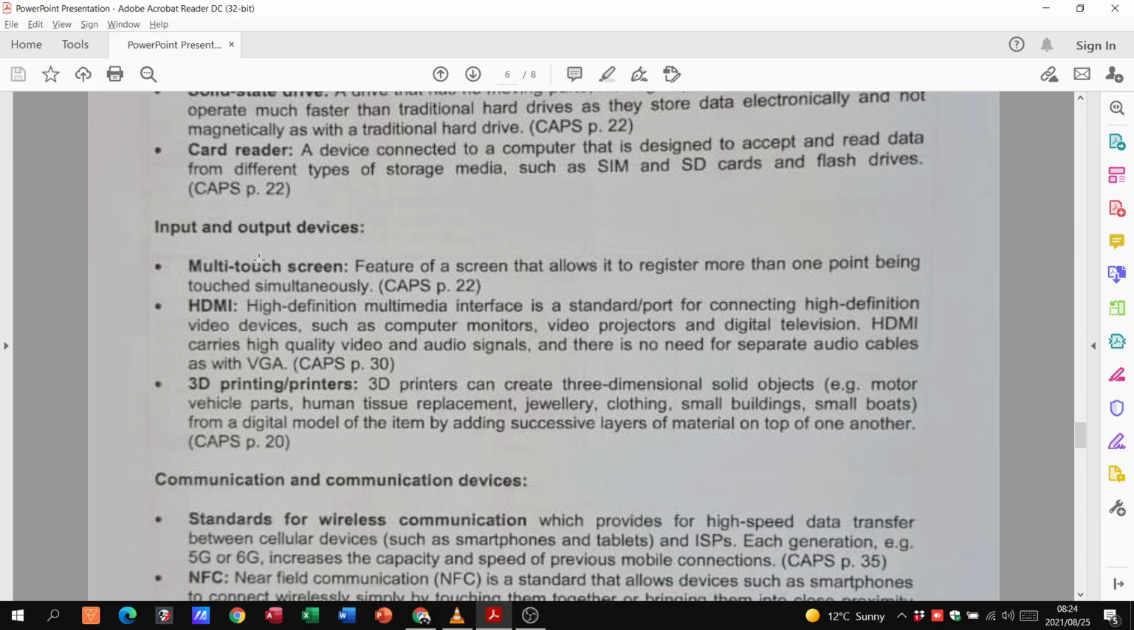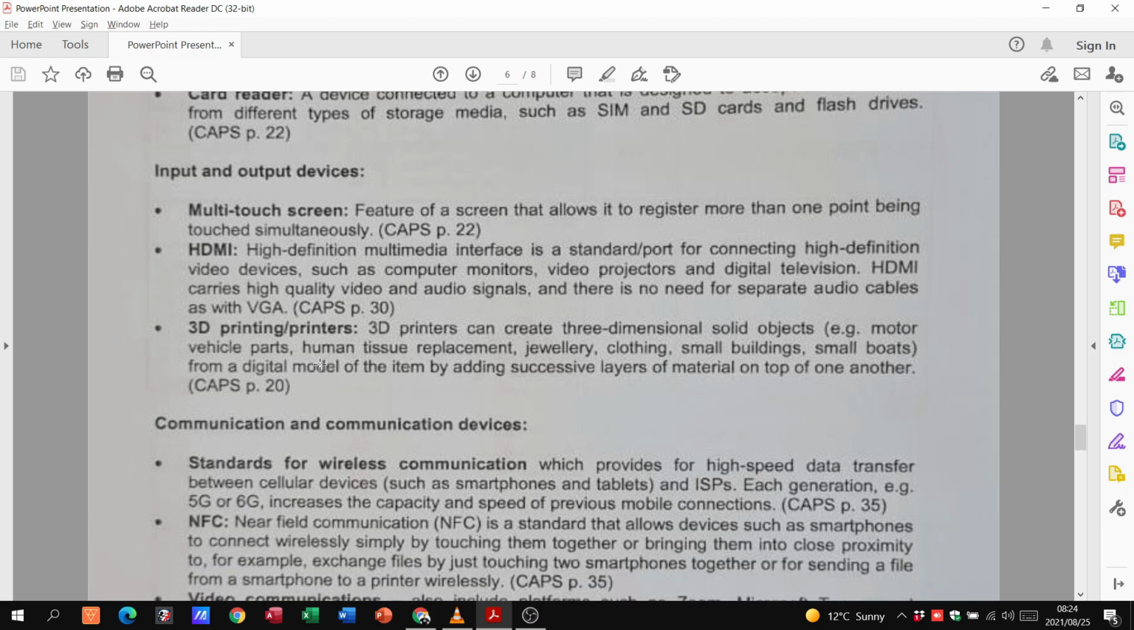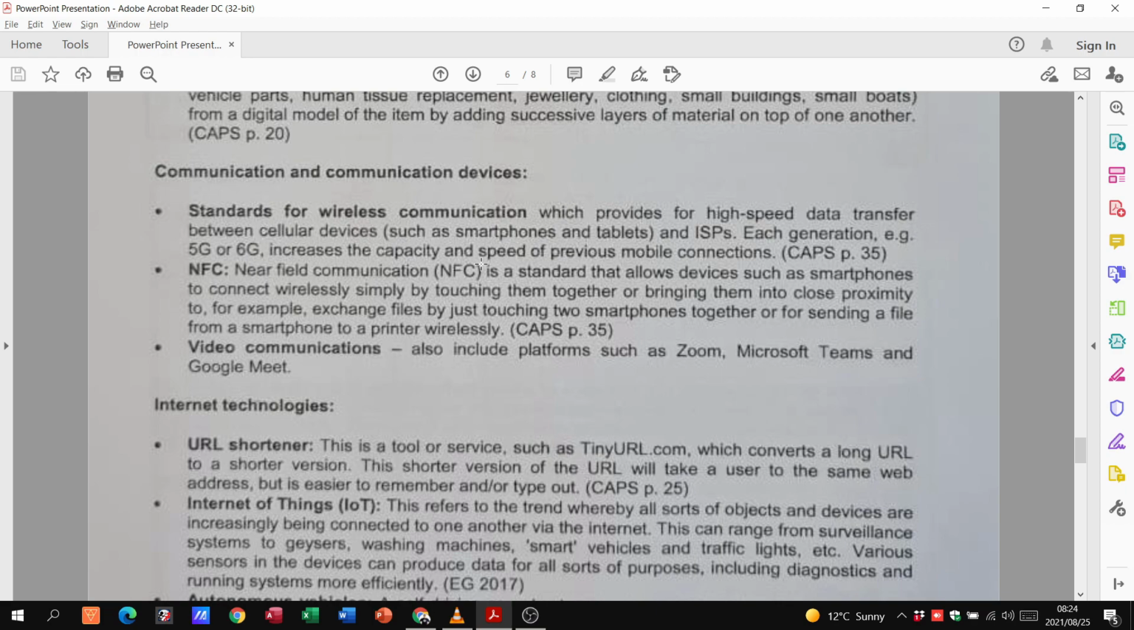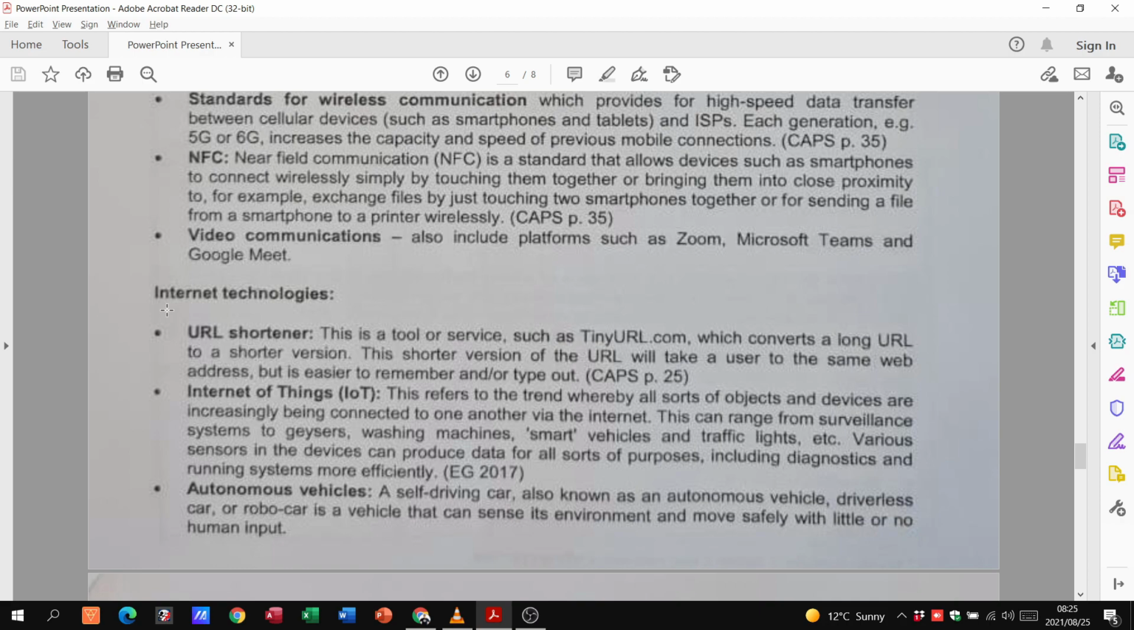Then we have input and output devices, things like multi-touch screens, HDMI, 3D printers. On the communication side, standards for wireless communication. Remember, it's 802.11. That's our standard for wireless communication. Then you've got NFC, our near field communication, and then video communication such as Zoom and Google Meet as well. So these are extra things that you must go through and understand, because they are obviously going to want to examine you on the most up-to-date technology.